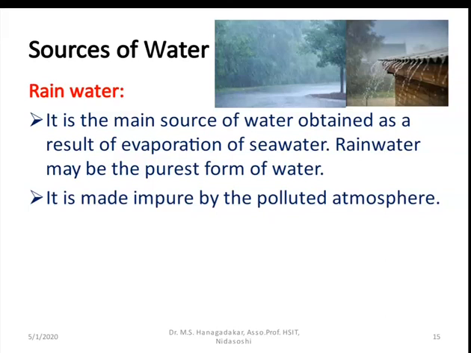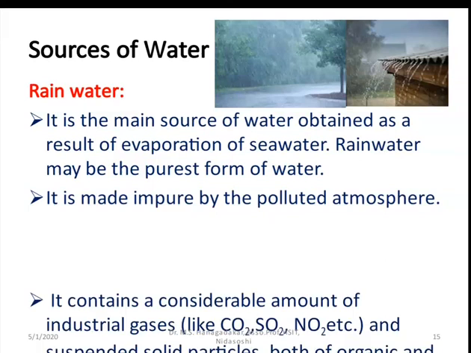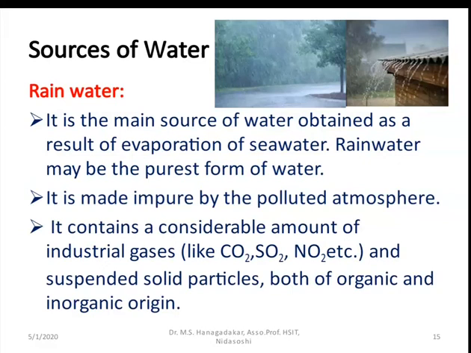So hence this water becomes a bit polluted by the atmospheric gases. We say this is the purest form of the water. As I told you, it contains a considerable amount of industrial gases like carbon dioxide, oxides of sulfur, nitrogen dioxide, suspended solid particles, etc. Because of that, rainwater is in an acidic state.